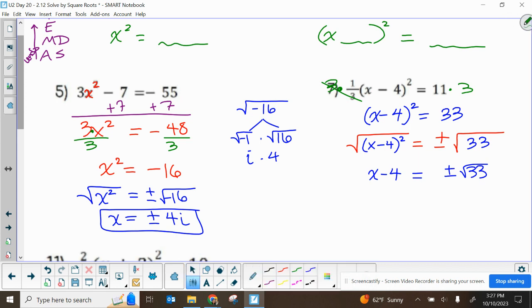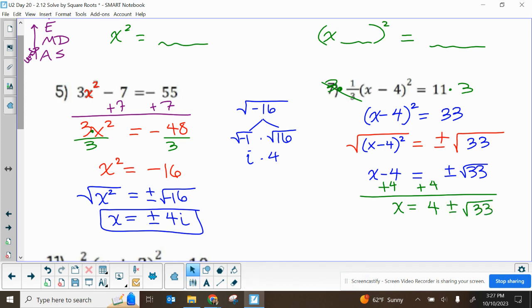Now to get x alone, I'm going to add 4. And so when I add 4, I'm going to put it in front so that I have x equals 4 plus or minus square root of 33. Since 33 is not a perfect square, I'm not going to do anything else with it. I will just leave it just like that.